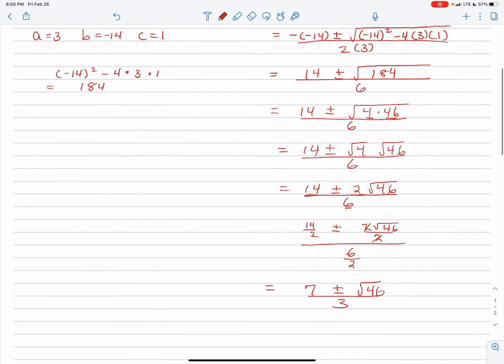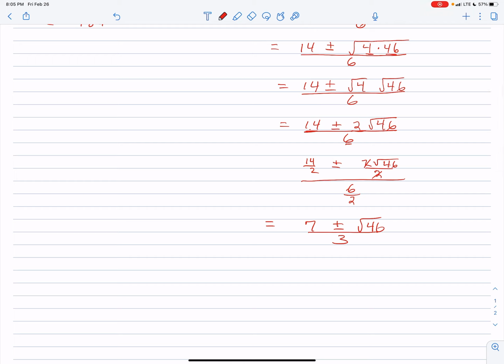Now, my math lab is going to want you to write that as 2 separate answers. So x equals 7 minus the square root of 46 over 3, comma, 7 plus the square root of 46 over 3.